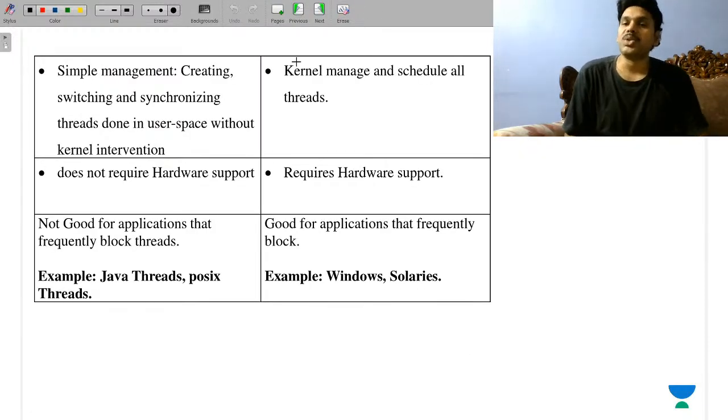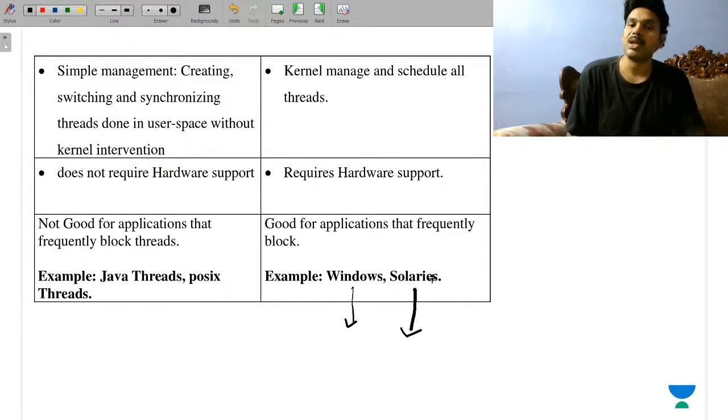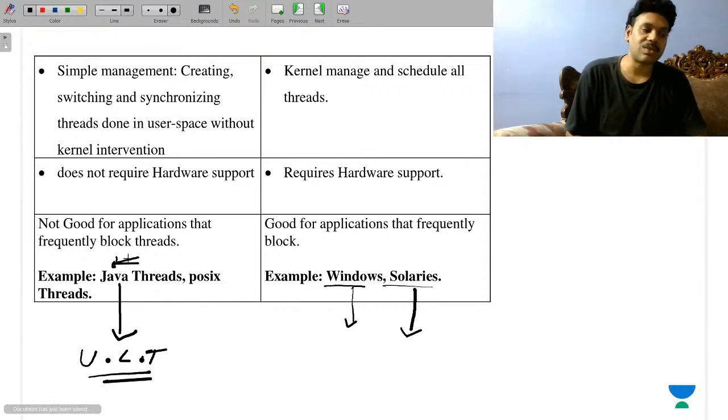Now, what are the user level threads and what are the kernel level threads? These are kernel level threads like Windows and Solaris operating system, which are using the concept of multi-threading. So they are meant for kernel level threads, and your Java multi-threading concept is implemented using what? User level threads. So user level threads, you can say that it is Java threads only.